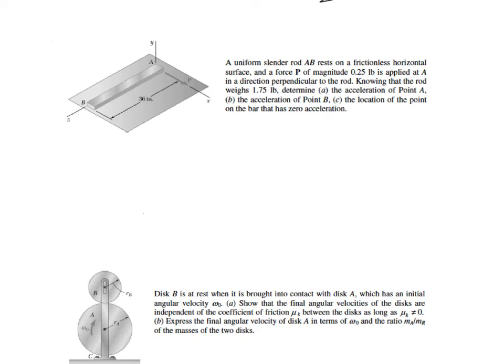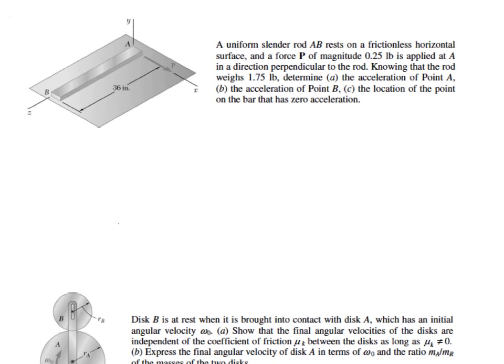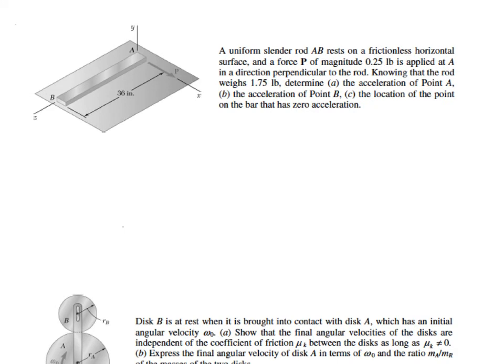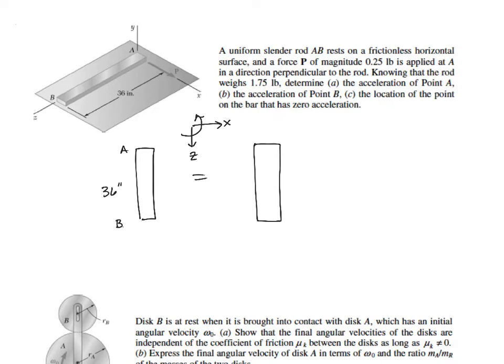So we have a slender rod AB on a frictionless horizontal surface. You can go ahead and read that. Go ahead and draw the FBD KD pair. There's my slender rod. I've got X, Z, and my rotation. From point A to B here, we've got 36 inches. I've got applied up at A, I got 0.25 pounds.